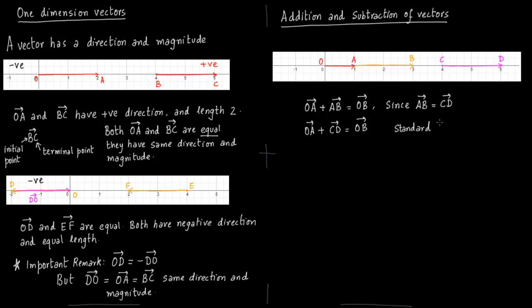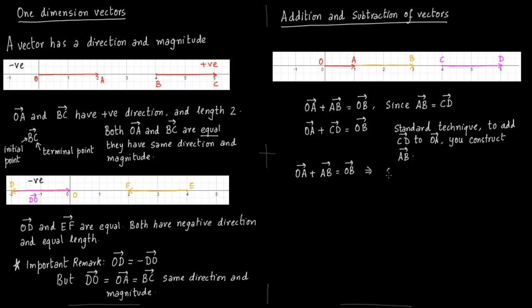Suppose you are given CD vector which does not touch OA vector. So in that case you have a standard technique. Say you have to add CD vector to OA vector. In that case you construct a AB vector which is equal to CD vector so that you can do some addition. So this is a standard technique. So if you have to add CD vector to OA vector, you have to construct AB vector first, which is equal to CD vector.